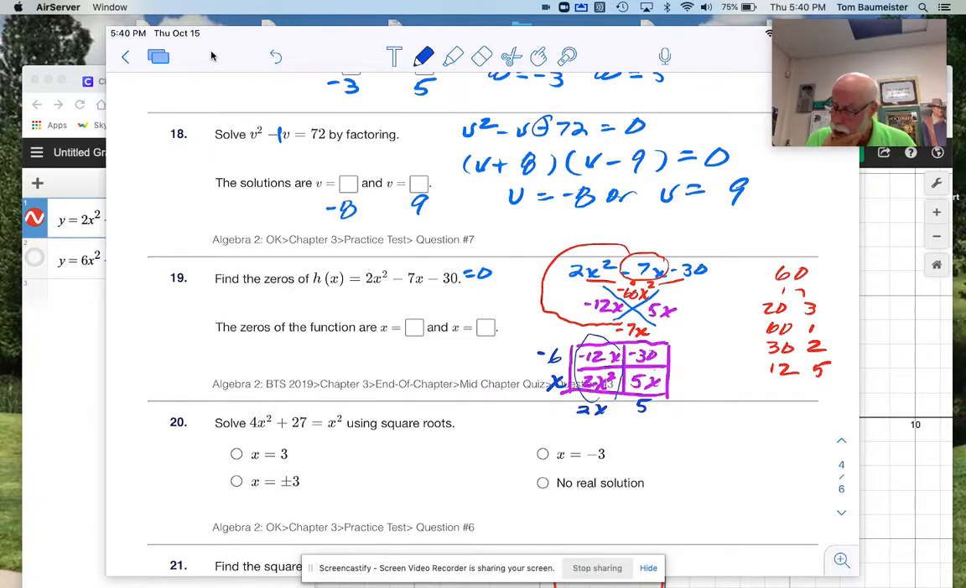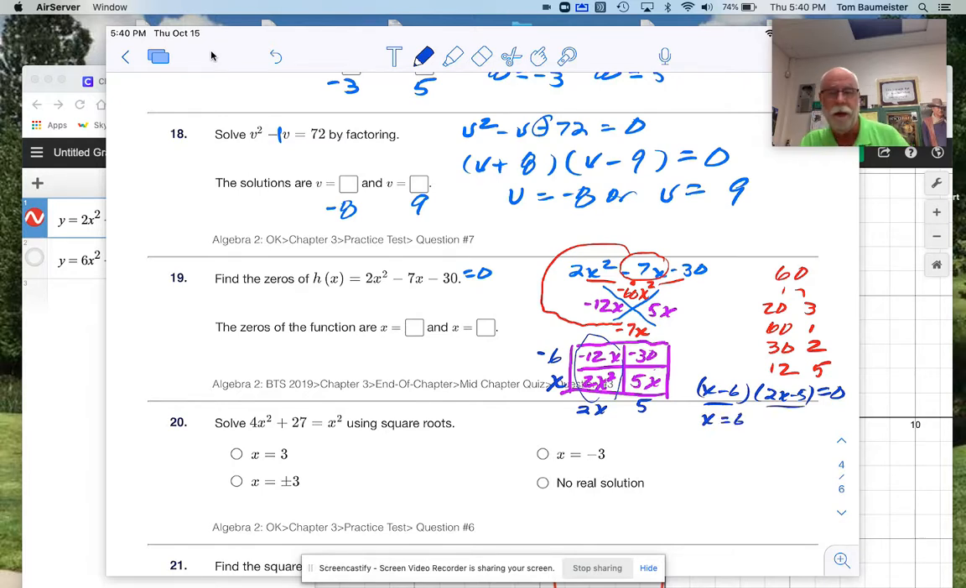So let's see here. I'm going to go off to this side here. So we're going to say that x minus 6 times 2x minus 5 is equal to 0. This one here is easy because, again, I told you it's just the opposite of it. So x is going to equal 6.